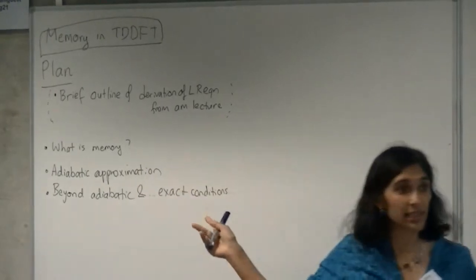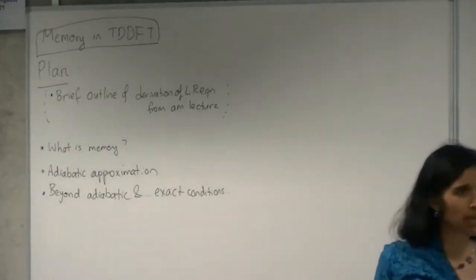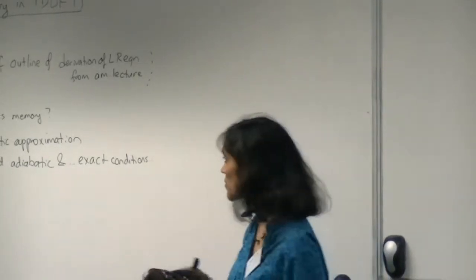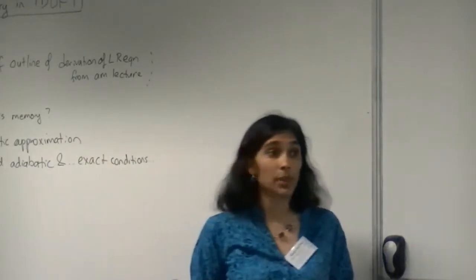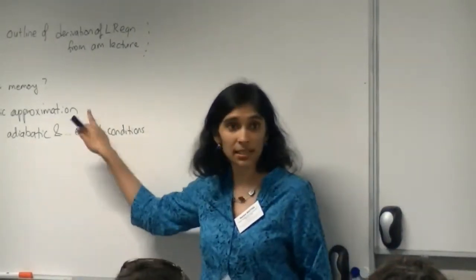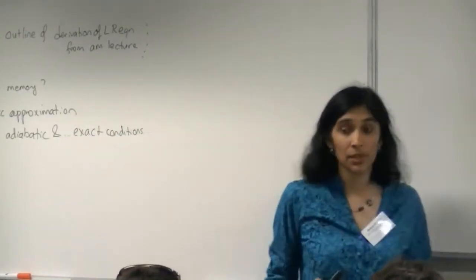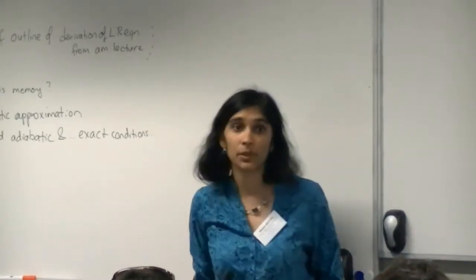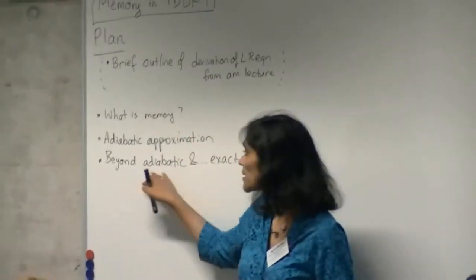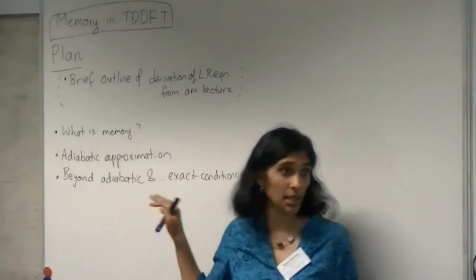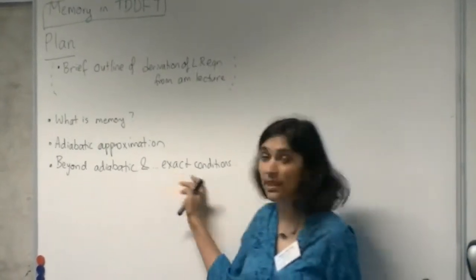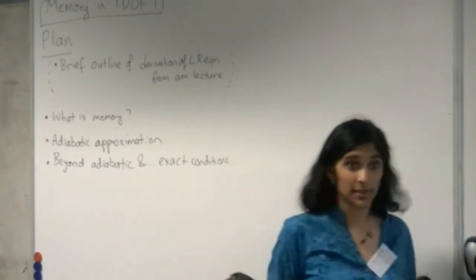And here's a brief plan. I'm going to tell you a little bit what we mean by memory. In fact, there are two sources of memory, so I'll tell you about those sources. Then, in fact, most approximations completely neglect this memory dependence, and they're adiabatic. I'll tell you what that means, both for the kernel in the linear response regime, as well as for the full nonlinear version of TDDFT, and then discuss some attempts to go beyond the adiabatic approximation and the relevance of exact conditions when we're doing this.